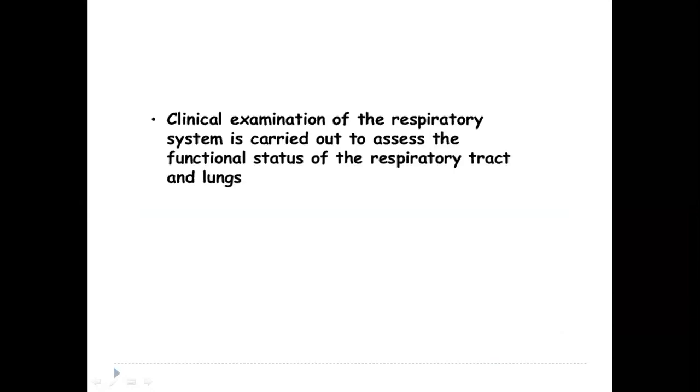Now, why do we carry out this respiratory system examination? Because we want to know how your respiratory tract and the lungs are functioning. And in today's pandemic, the respiratory system is being attacked, and being a therapist, we need to examine it before giving chest physiotherapy.